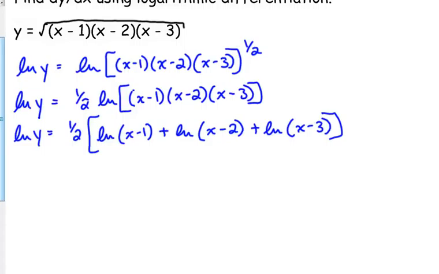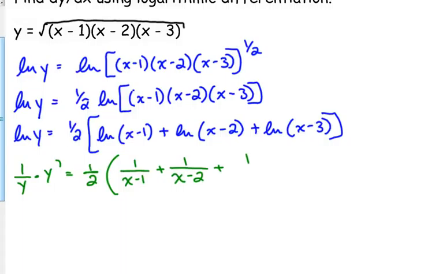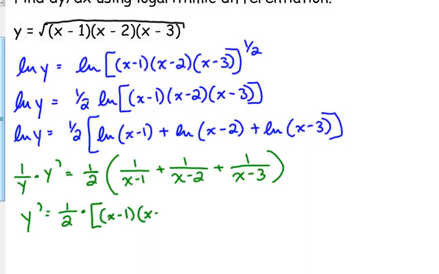So let's take the derivative of both sides. The derivative of the natural log of y is 1 over y times y prime. The derivative of the right side, just keep the 1/2 in front, okay? 1 over x minus 1 plus 1 over x minus 2 plus 1 over x minus 3. Okay, so y prime is equal to 1/2 times, let's see here, let's write that as x minus 1 times x minus 2 times x minus 3 to the 1/2. Okay, I just plugged it. I moved my y to the other side and plugged it in. Because y was the square root.